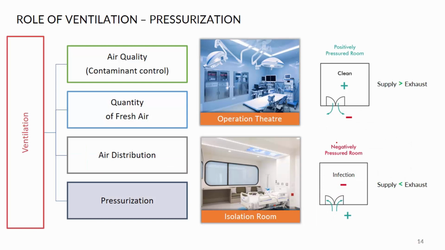The next role is pressurization. In some critical applications, pressurization is used to avoid leakage of contaminants between adjacent spaces. Likewise, here in an airborne infectious isolation room, negative pressure is maintained to avoid escape of infectious particles from the room, and in operation theaters, the safety of immune compromised patients is handled by maintaining positive pressure to avoid infiltration of outside contaminated air into the room. This application is also found in some clean room applications in the pharmaceutical and electronics industry.